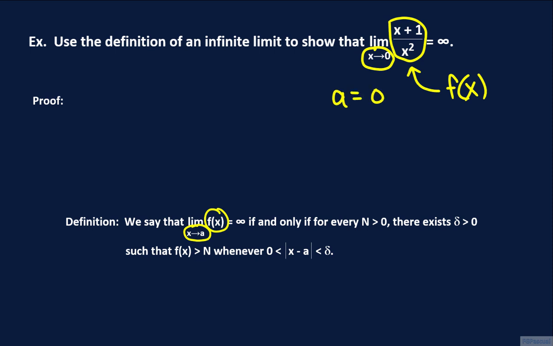The definition also mentions two positive numbers. The first is capital N, and the other one is delta. The relationship between capital N and delta is such that whenever 0 is less than the absolute value of x minus a is less than delta, then f of x is greater than N.